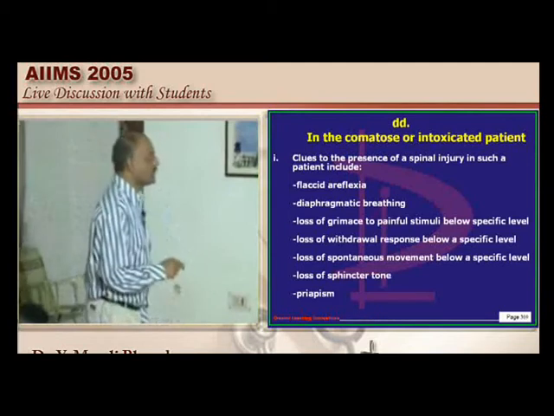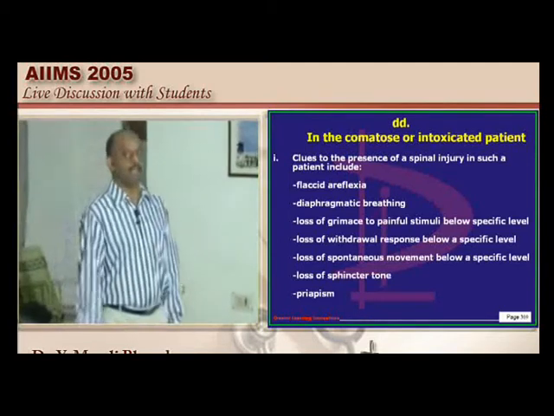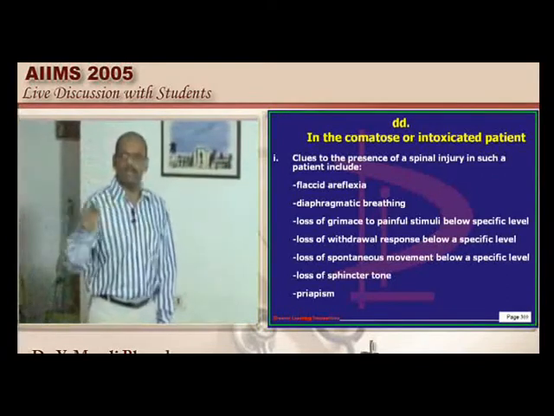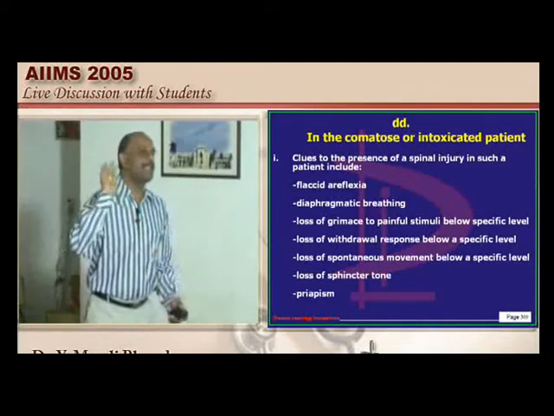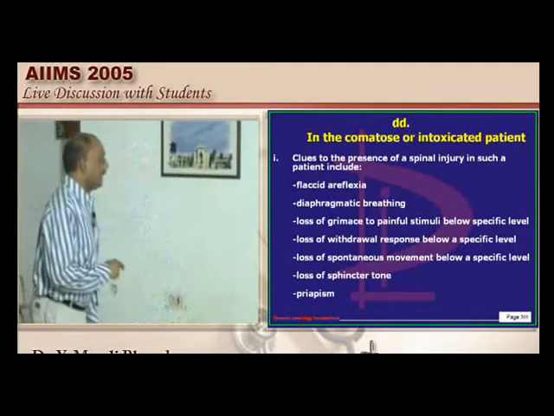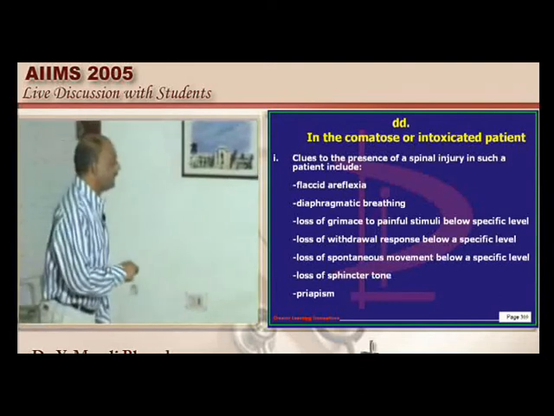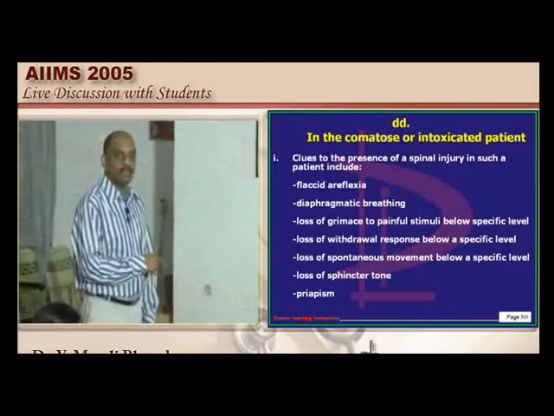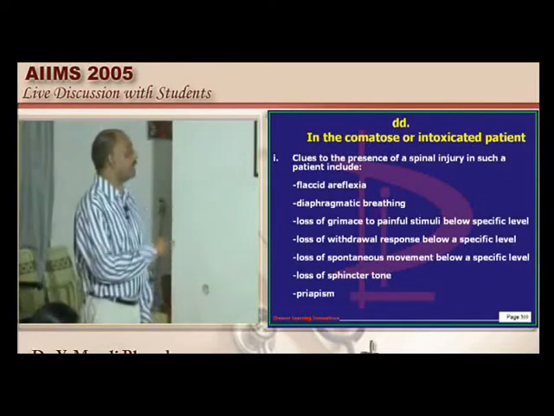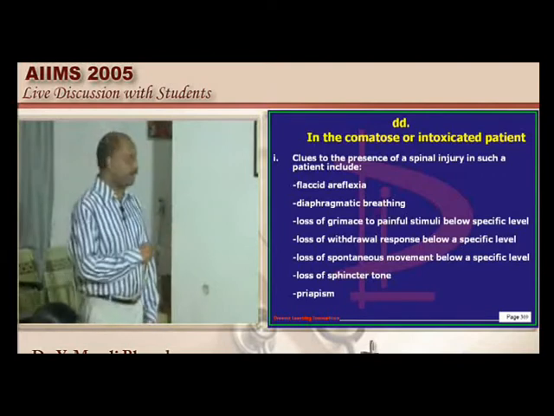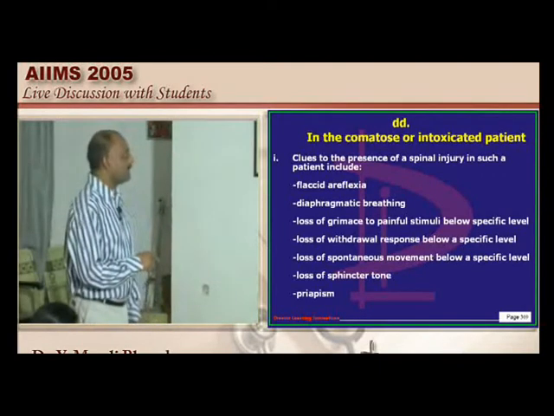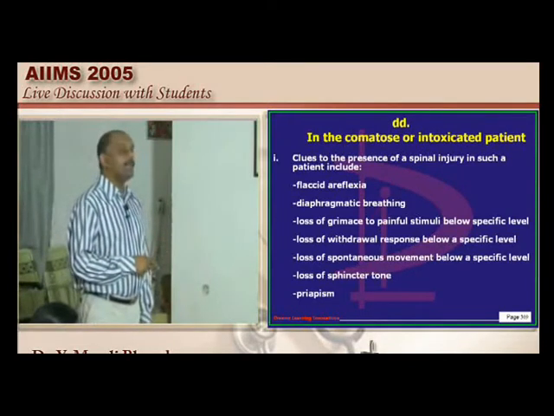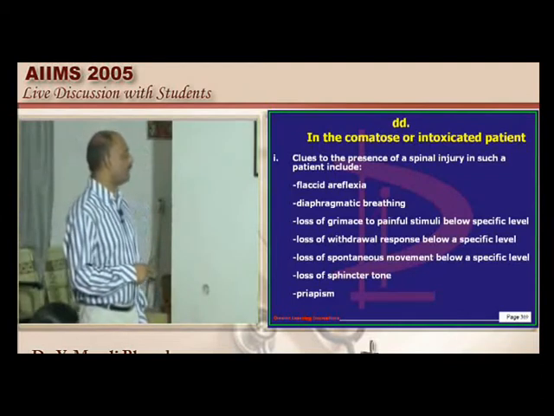So what are all the clues to say that there is a spinal cord injury if you have a comatose patient? A comatose patient cannot give you a very good history, and you need to diagnose based only on your knee hammer and your clinical examination; you must clinch the diagnosis, doctor. Flaccid areflexia will be there, diaphragmatic breathing, loss of the grimace, loss of the withdrawal response, loss of the sphincter tone. Priapism is another important thing that you come across in a comatose or intoxicated patient who has a cervical cord injury. Hence, the answer 'increased rectal sphincter tone' would be wrong. There will be decreased rectal tone, which needs to be remembered.